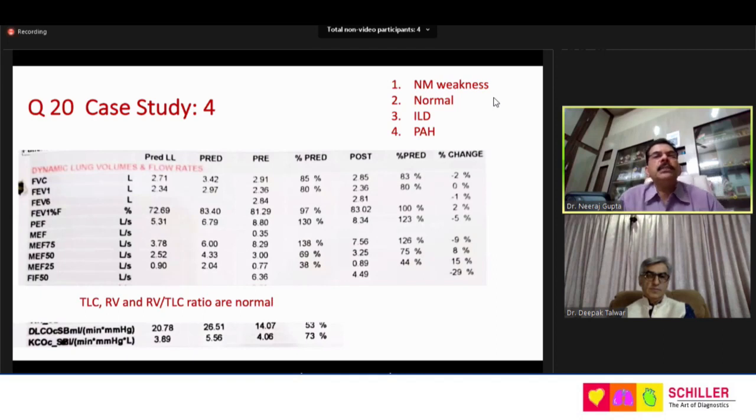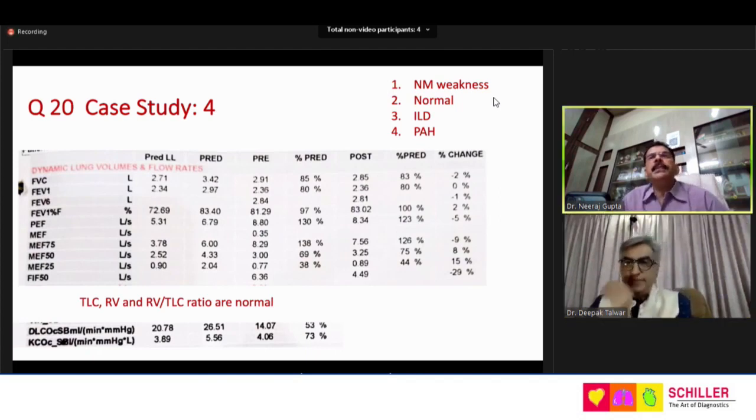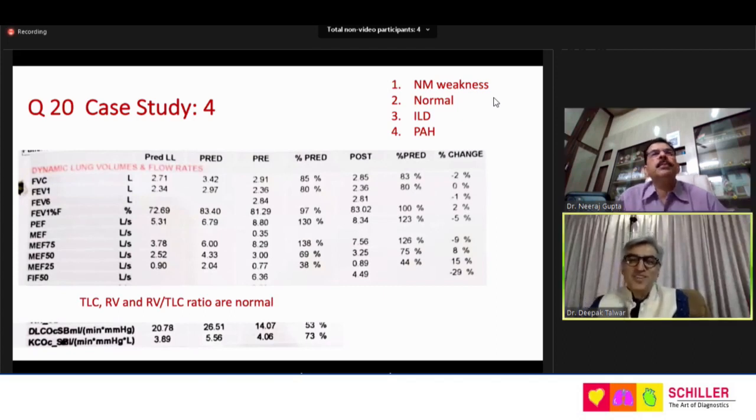But DLCO is reduced 53% and KCO is also reduced 73%. So what can be the possibility, whether it is a neuromuscular weakness, a normal person, ILD, interstitial lung disease, or pulmonary arterial hypertension? I think it is a little bit easy to interpret. Easy. Okay, good. It should be easy.